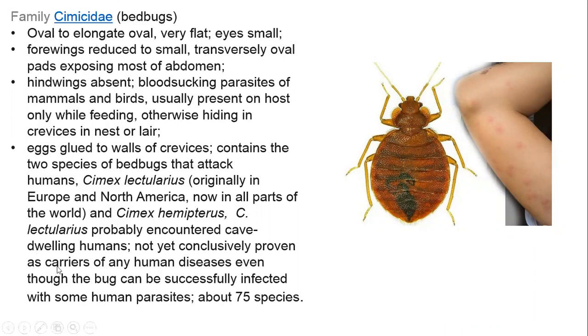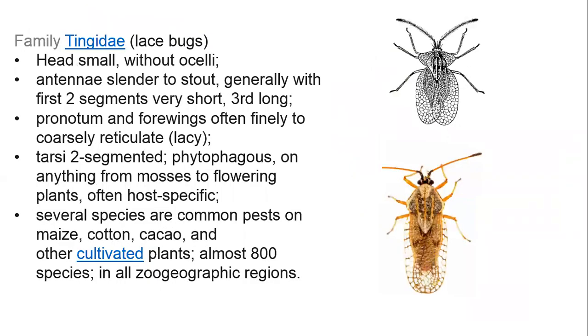Here are the characteristics of the Cimicidae, the bed bug. Cimex lectularius, originally in Europe and North America, now in all parts of the world. Cimex hemipterus and Cimex lectularius probably encountered cave-dwelling humans, not yet conclusively proven the carrier of any human disease, even though the bugs can be successfully infected with some human parasites. About 75 species are present in all geographical areas of the world.